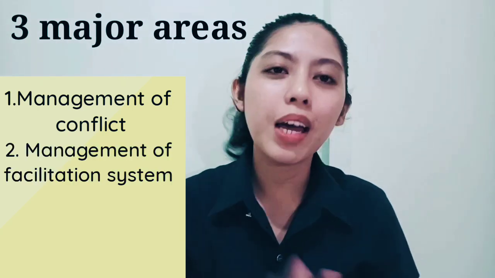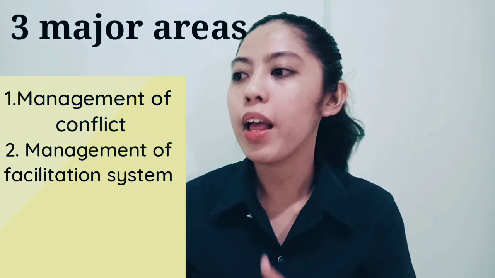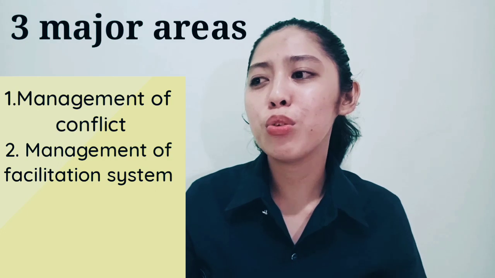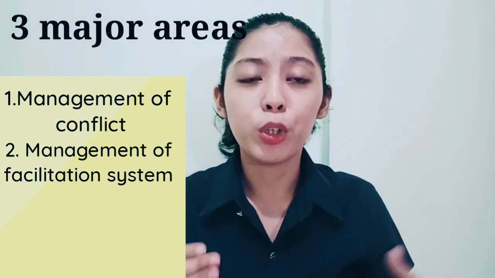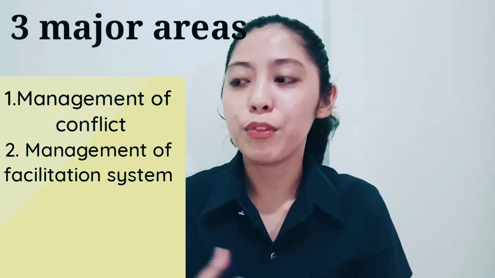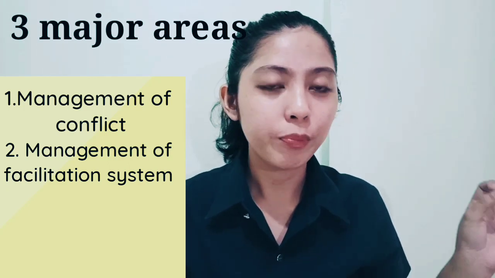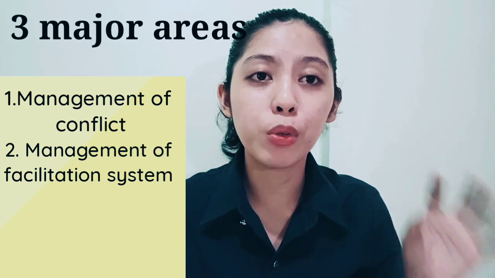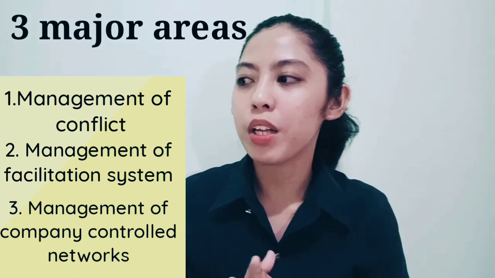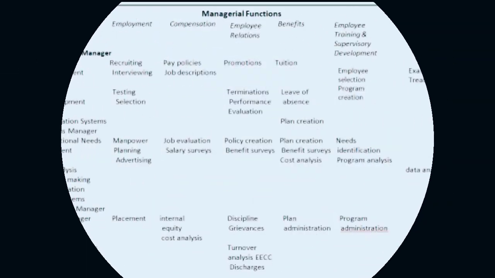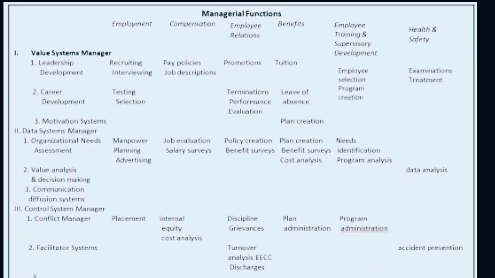The second one is the management of facilitation system, like identifying the issues, resolving problems, and concluding with productive interactions between those parties who have conflict. Okay, so the third one is the management of company control networks. To give you an overview of what I am talking about, here's the table of the managerial functions of the three systems.